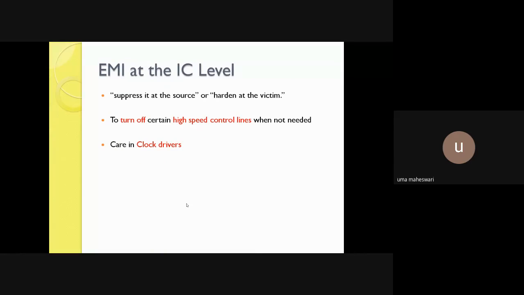So coming to the design strategies under the ICs, either we need to suppress at the source or harden at the victim side. So at the IC level, we can turn off certain high speed lines which are not necessary. Otherwise, it will take some time for the switching or for other consecutive operations. So we need to turn off some of the unnecessary control signals. Care should be taken on the clock drivers side.